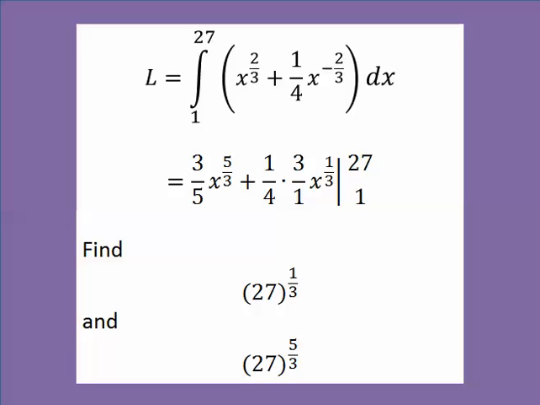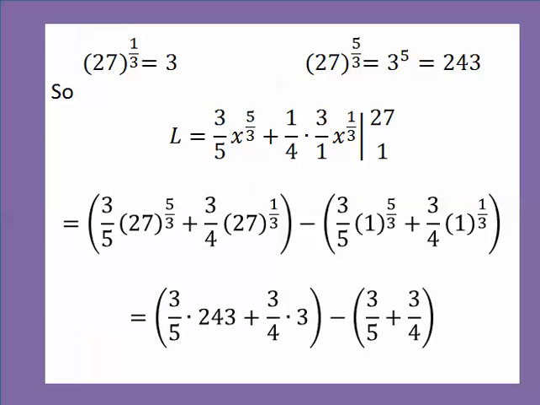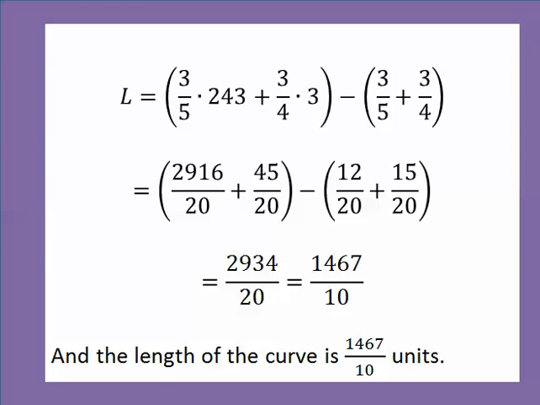But before I do that, I remind myself what 27 to the 1/3 power is and 27 to the 5/3. 27 to the 1/3 power is 3, and so to the 5/3 power is 3 to the 5th, which is 243. So I'm ready to evaluate, and then I just need one more final cleanup, and I get a length of 1,467 divided by 10. Let me know if you have any questions on this.